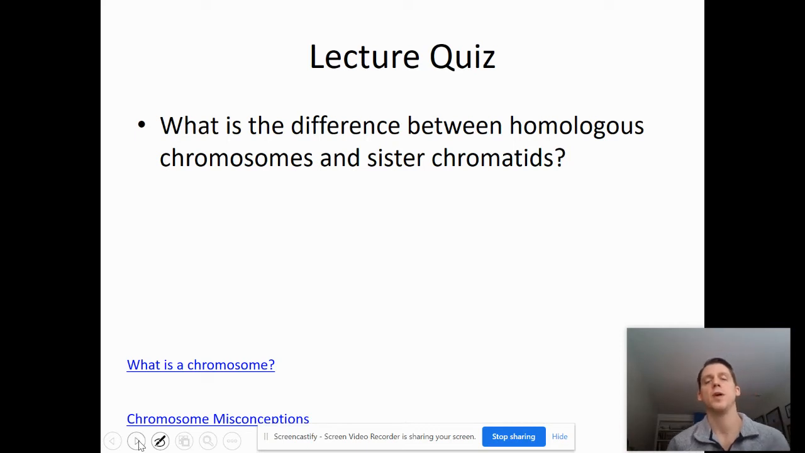Okay, so when you answer that question, you should have seen that homologous chromosomes are pairs of different chromosomes that come from different parents. Similar, not identical. Sister chromatids are identical. So when your chromosome replicates, it makes a sister chromatid. So that is a clone of a chromosome that already exists.